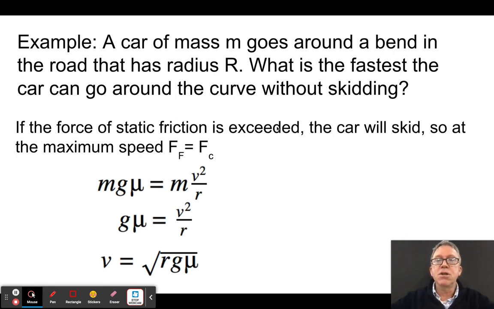So let's just try this here. If the force of static friction is exceeded, the car is going to skid. So what we can do is say the static frictional force is the centripetal force. And so I'm just going to solve this then to see what that v would be. Okay, so the first thing that happens, as always, it seems like, is the masses cancel out. And then I'm going to simply multiply by r and take the root. And so what I get is the maximum velocity that car can go around that bend is equal to the square root of r g mu.